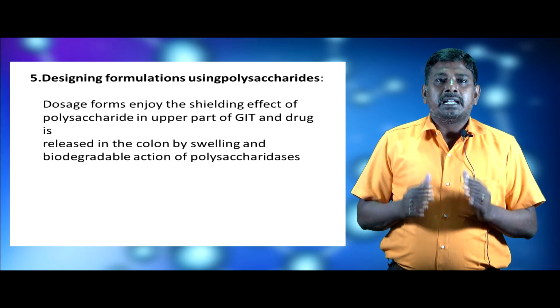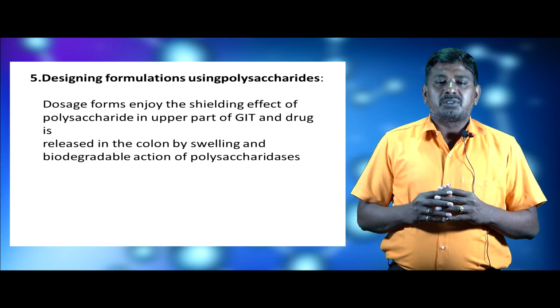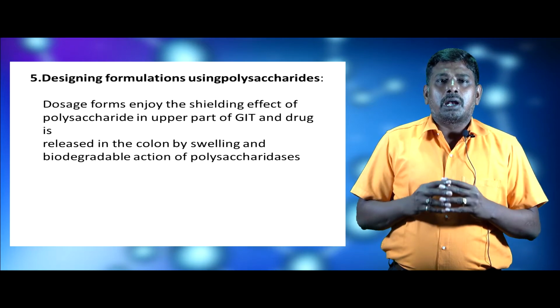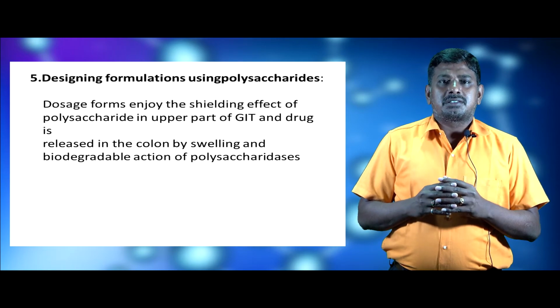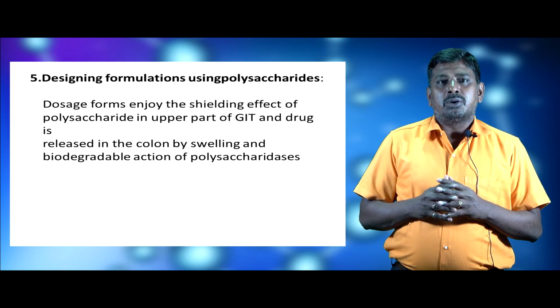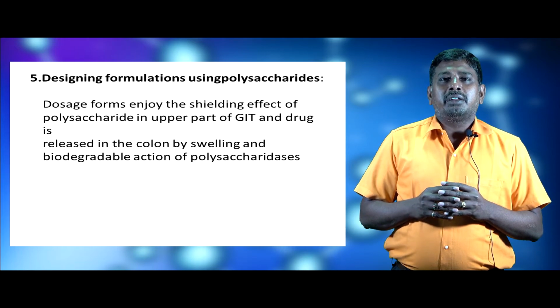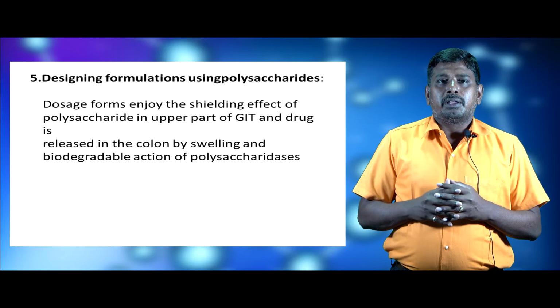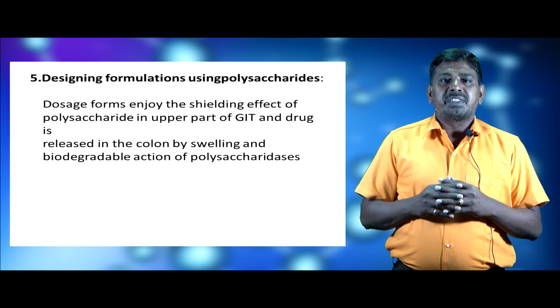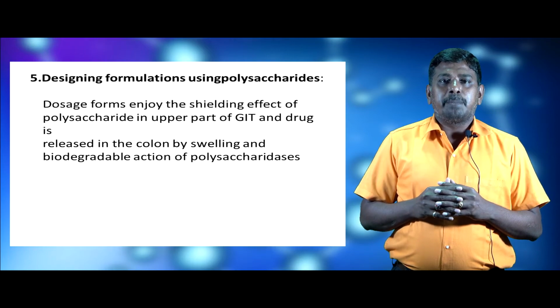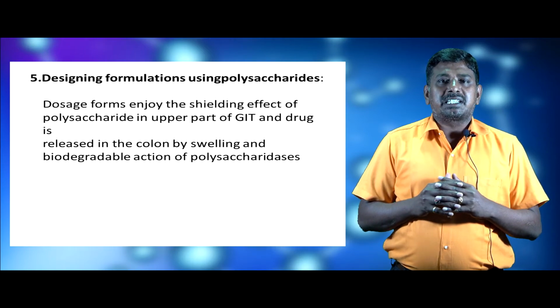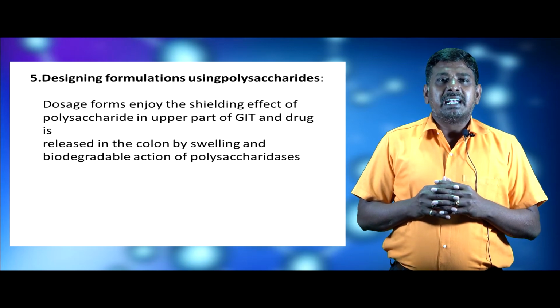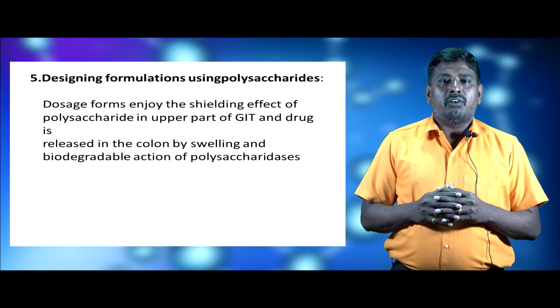The next method is designing the formulation using polysaccharides. Polysaccharides are long chain carbohydrates like starch, glycogen and cellulose, and polysaccharides react with water, with the amylase enzyme acting as catalyst, to produce constituent sugars. The dosage forms enjoy the shielding effect of polysaccharides in the upper part of the gastrointestinal tract, and the drug is released in the colon area by swelling and biodegradation of the polysaccharides.